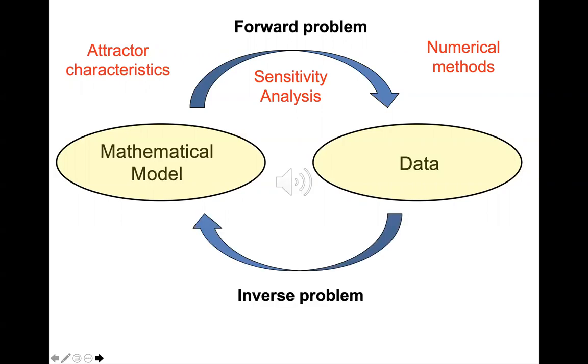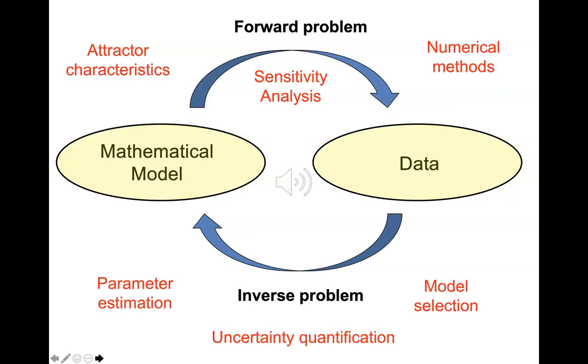It's only in recent years that researchers working on complex physiological systems have started to tackle the inverse problem. That is, here we start from the data and ask, what can we learn about the mathematical model from the given data? Now, the challenges here are parameter estimation, uncertainty quantification, and model selection, which you certainly all recognize as familiar topics. In our community, we call that statistical inference.